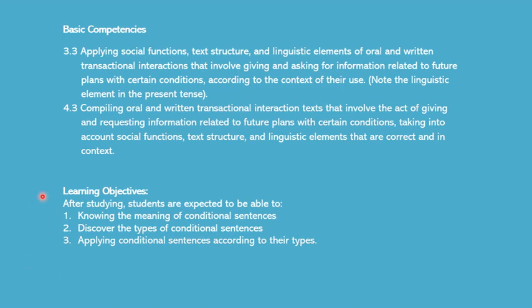Learning objectives. After studying, students are expected to be able to: first, know the meaning of conditional sentences; second, discover the types of conditional sentences; third, apply conditional sentences according to their types.